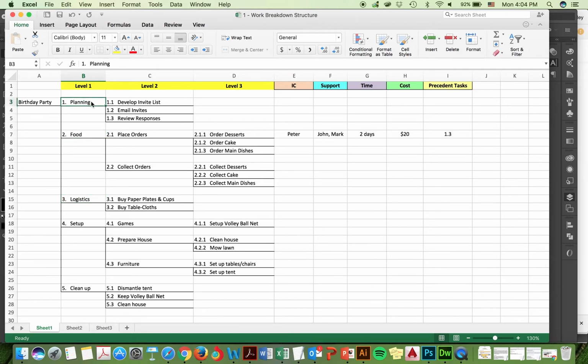So the broad tasks are planning, food, logistics, setup, and cleanup. Under planning, you can further break it into: first you develop invite lists, and then you email out the invites, and then you review responses and check who makes a reservation with you, who's coming, who's not, things like that.